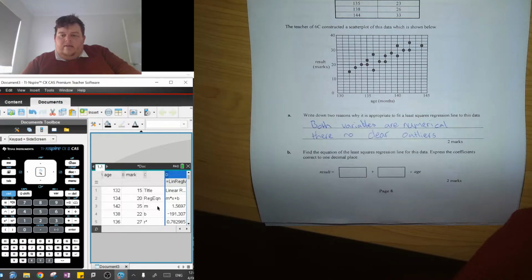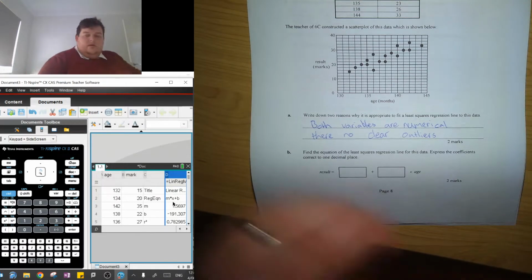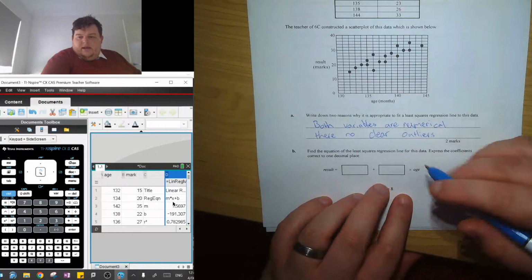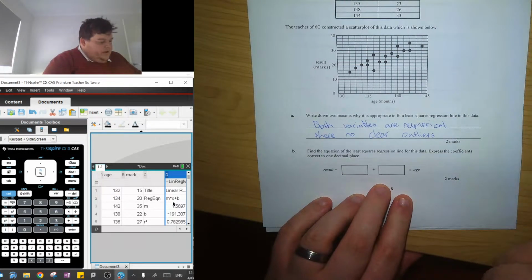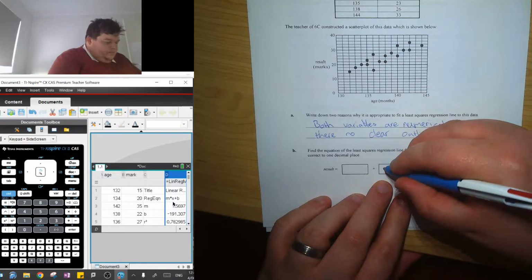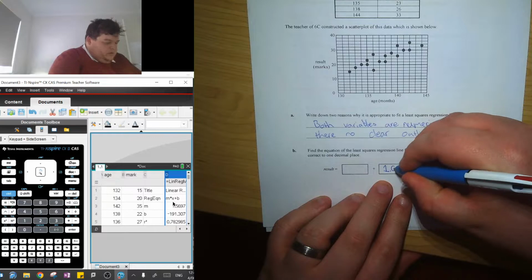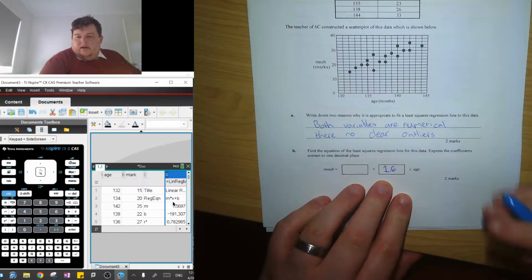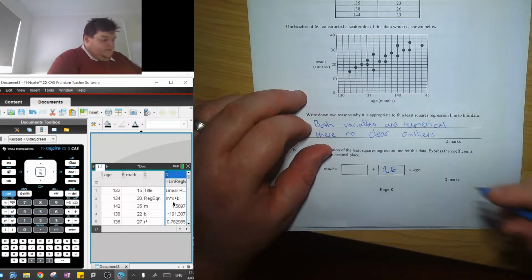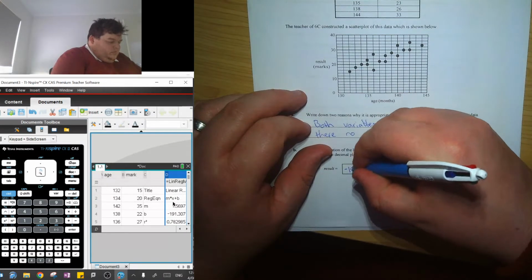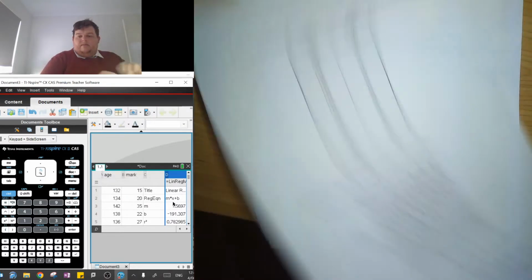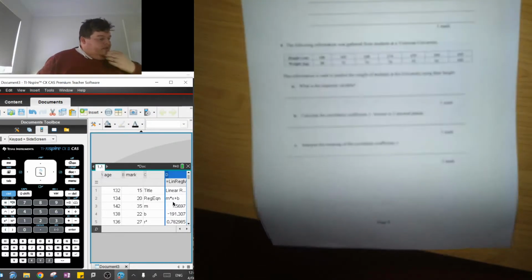And that gives us this equation here, which is result equals, our gradient m is 1.57, that's one decimal place, so it's 1.6 times age, and our y-intercept is minus 191.3. Okay, that's that done. Hopefully I didn't stuff any of that up.